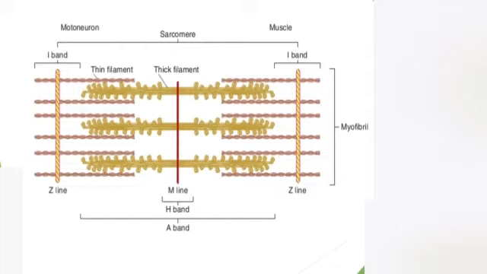And as you can see in the diagram, in the transverse middle of each I band a dark line is present, which is called the Z line, and in the middle of each thick filament a dark line is present, which you may call the M line.